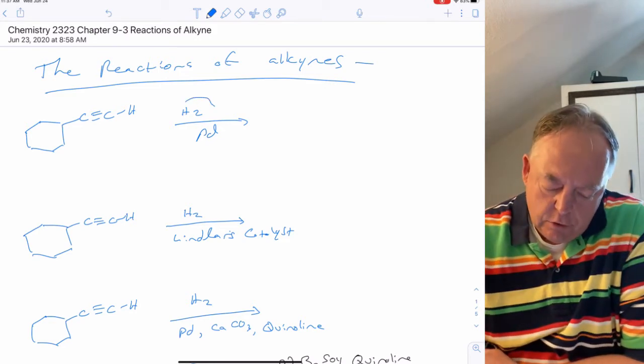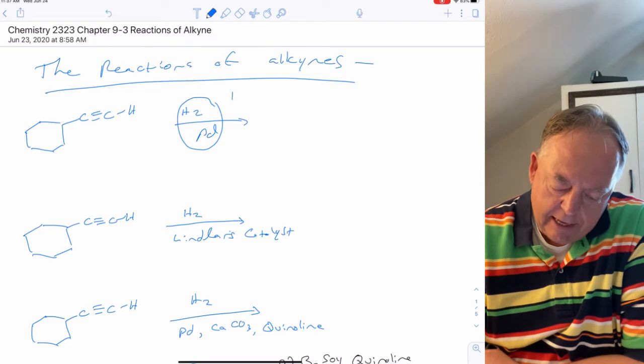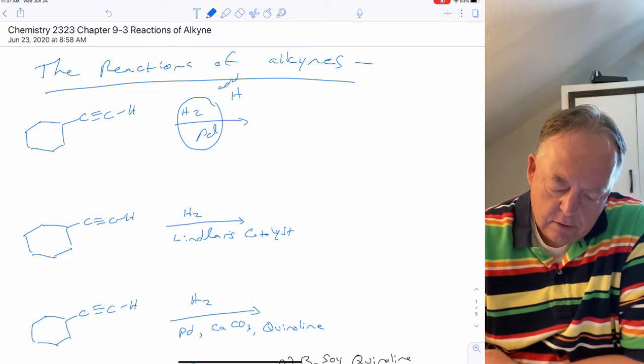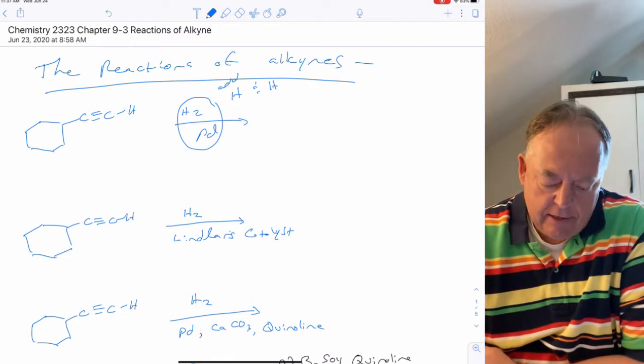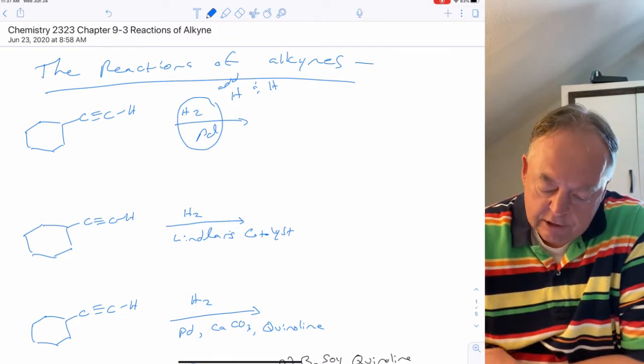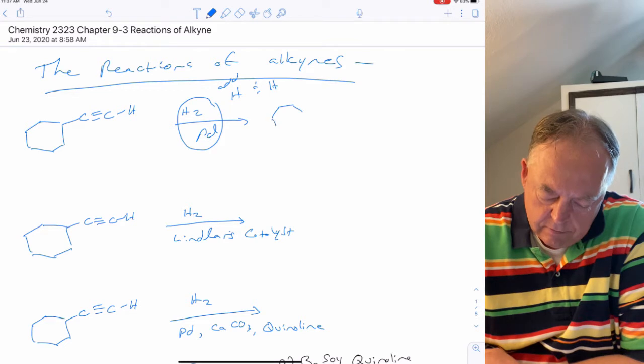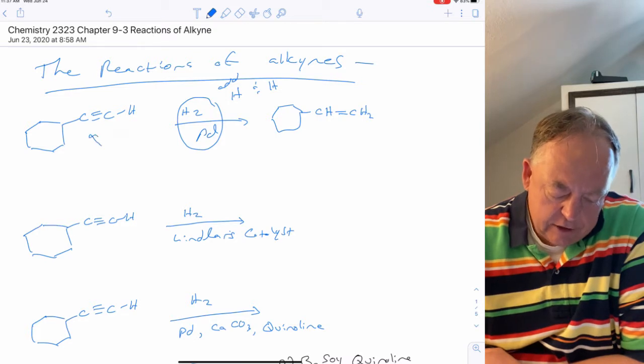So what does H2 and palladium do to an alkene? It adds hydrogen and hydrogen across the double bond. Well, it does the same thing here too. So we add hydrogen and hydrogen across the triple bond. So you would add a hydrogen and a hydrogen to both of those carbons.